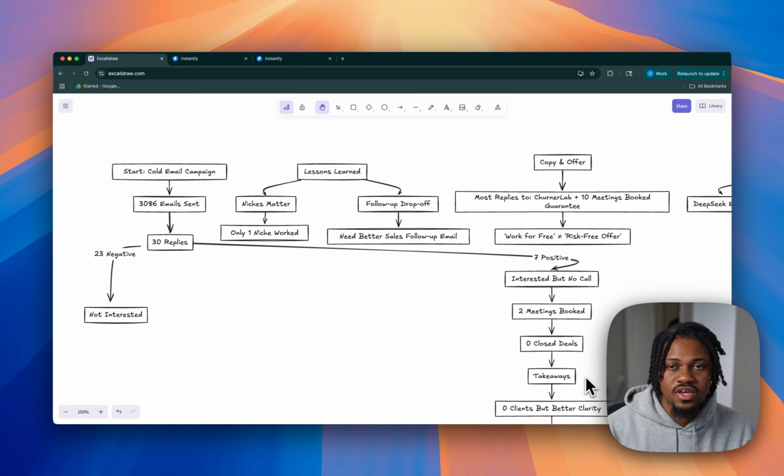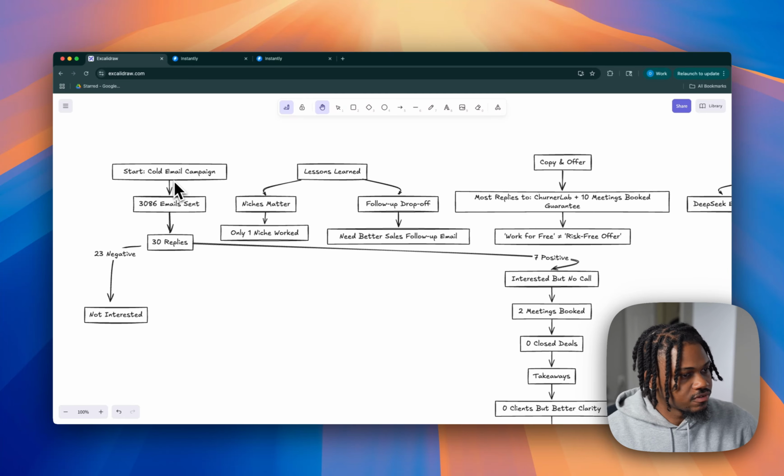And hopefully if you're running cold email campaigns for your own businesses, your own AI automation agencies, anything that you do where you're trying to get the word out there, you won't fall into the same mistakes I did. I'll also be showing you some of the changes I'll be making so that my campaign will go well the next time I try this.